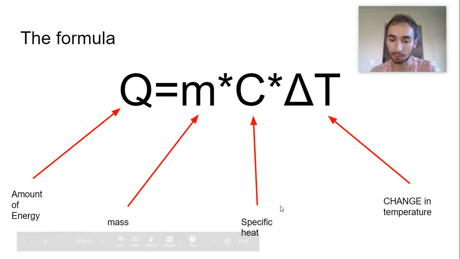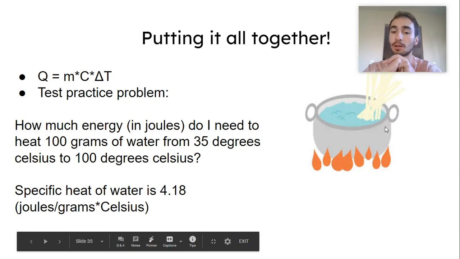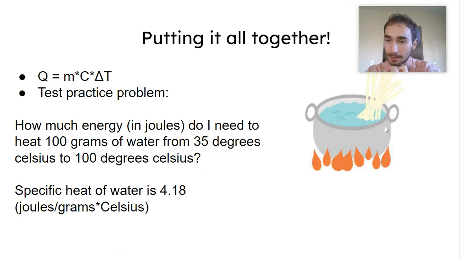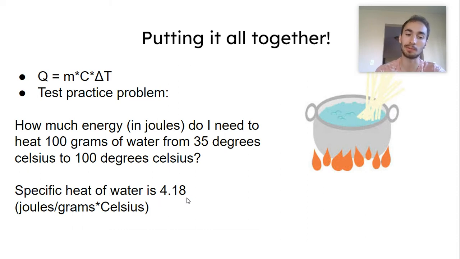So that is a formula. Now we're going to practice. We're going to do one question today because we don't have time to do the rest. So the first one, how much energy in joules do I need to heat 100 grams of water and take it from 35 degrees Celsius all the way to 100 degrees Celsius? Also note, the specific heat of water is 4.18 joules per gram per Celsius.